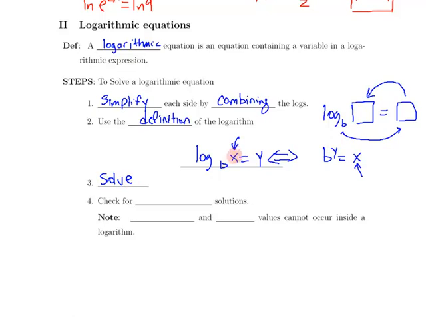Which means we've gotten the variable out of the logarithm, so we can solve. Now we check for solutions that may be extraneous. Okay, and the thing you've got to check for is if negative or zero values occur inside of the logarithm, because remember, you can't take the logarithm of a negative number or of zero.